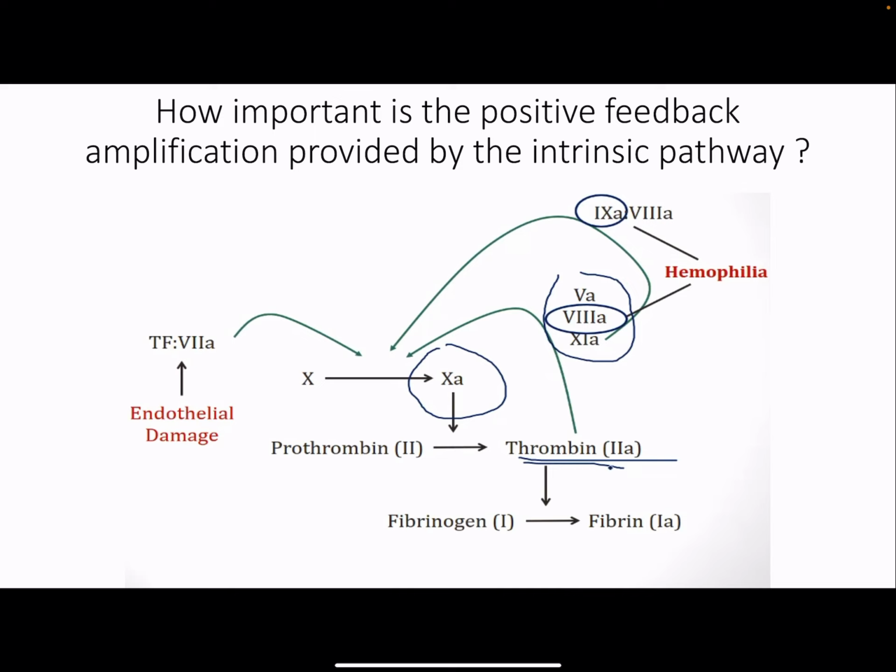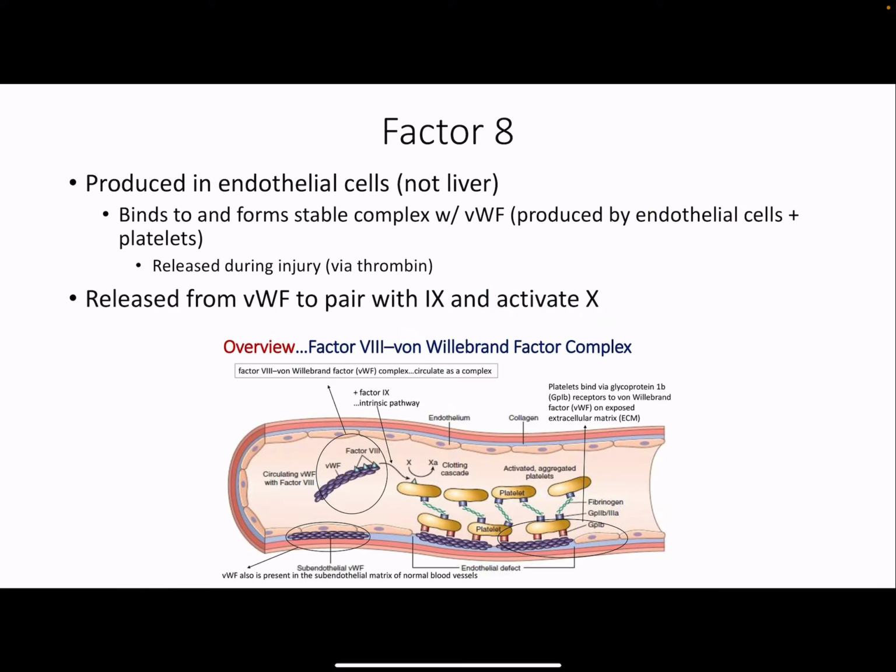So how important is this? Well, just keep in mind that we have a couple different types of hemophilia. We have hemophilia A, which is for 8, we have B, which is for 9, and then we have C, which is for 11. And if you have hemophilia, bleeding is a tremendous problem. This is largely just because you can't amplify the clotting process. So this should just really demonstrate how important it is to have this positive feedback.